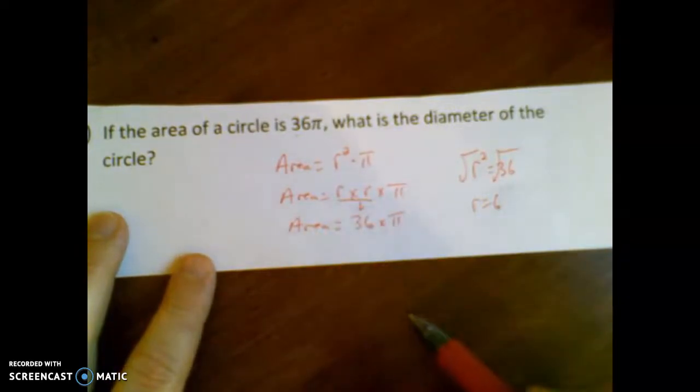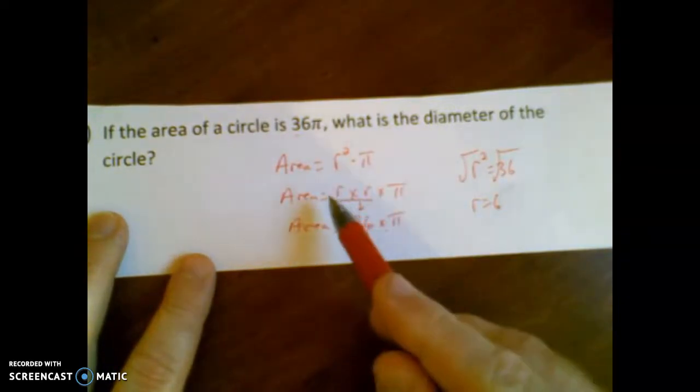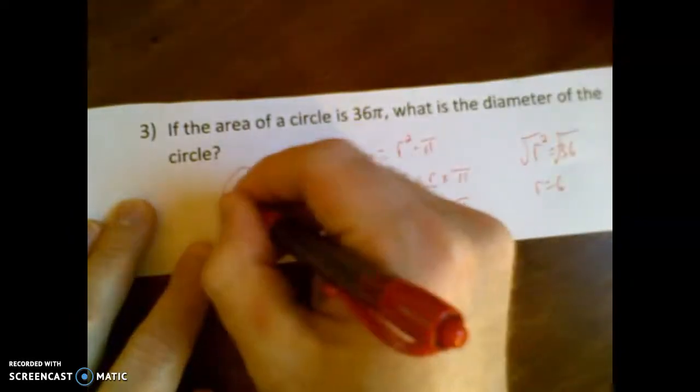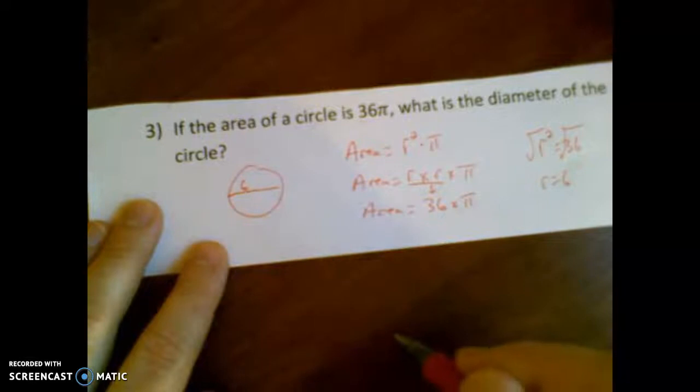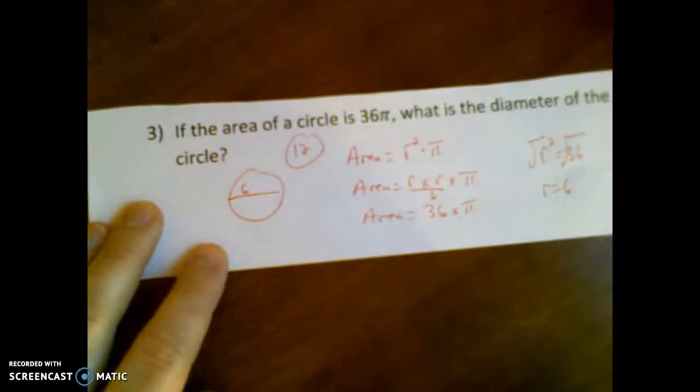So I found the radius has to be 6, and if the radius is 6, that means the diameter would have to be 12. And that's the answer to this problem.